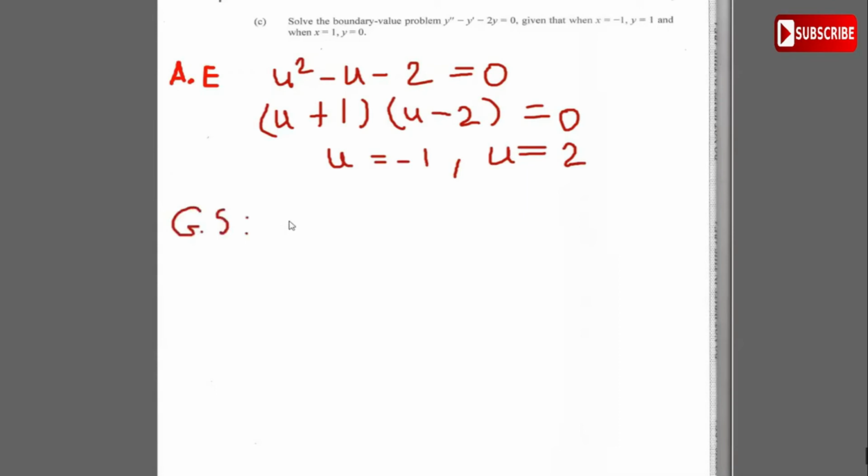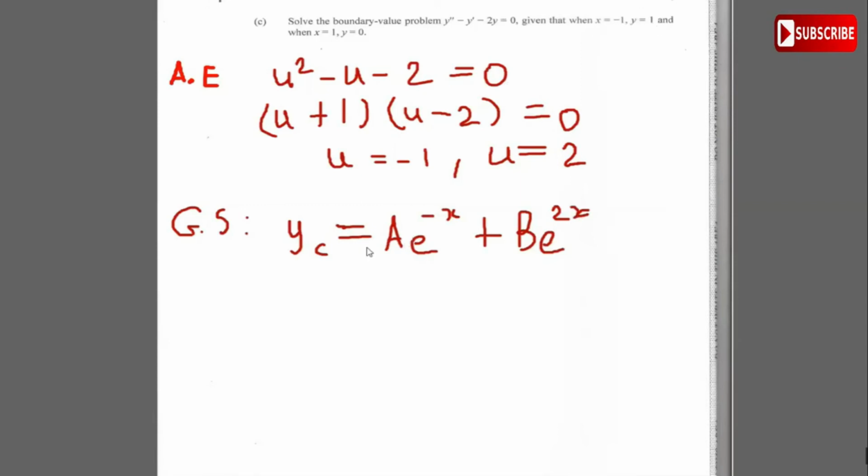So since this is what we get, the general solution, which is our complementary function, I like to call it YC, is going to be, because we get two different roots, A e to the minus 1 times x, which is minus x, plus B e to the 2x.